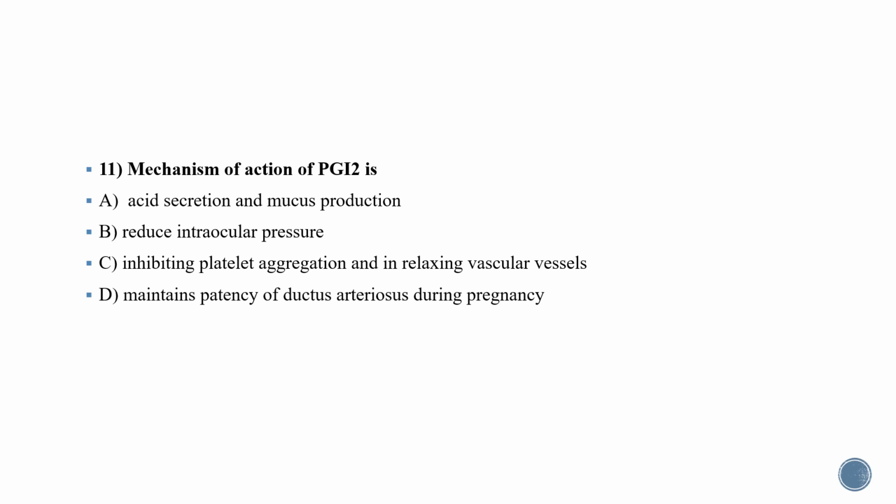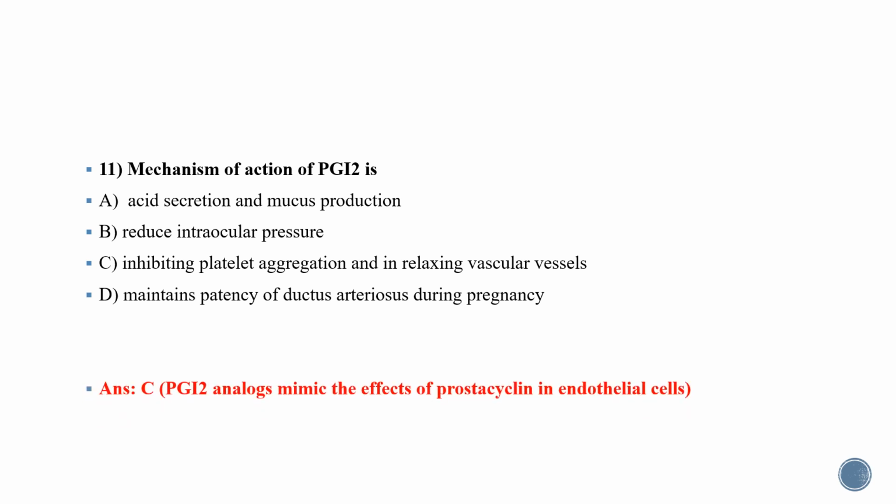So here in the question, they are asking about the mechanism of action of prostaglandin I2. Prostaglandin I2 is prostacyclin. Okay, so here the correct answer is option C, that is inhibiting platelet aggregation and relaxing vascular vessels. That is, the prostaglandin I2 analogs mimic the effects of prostacyclin in endothelial cells.